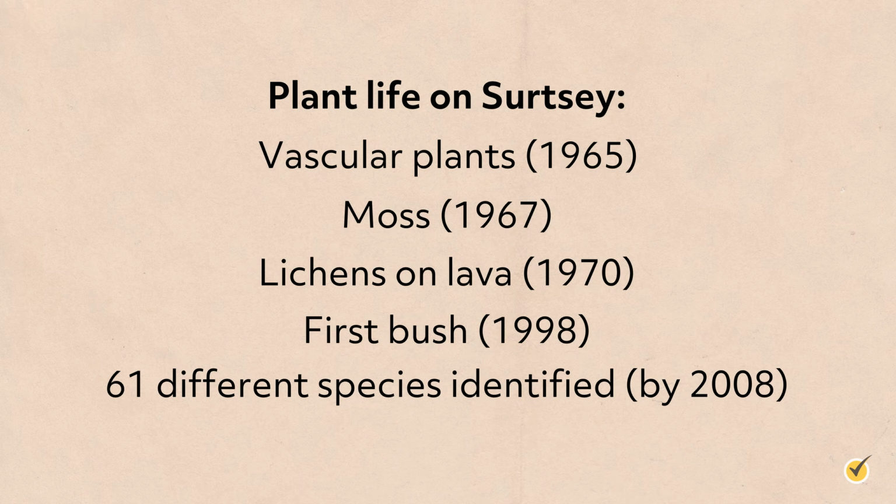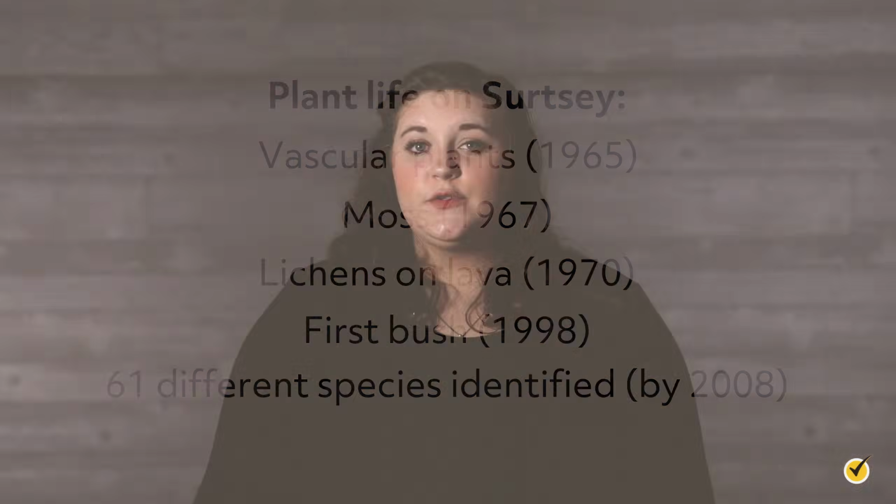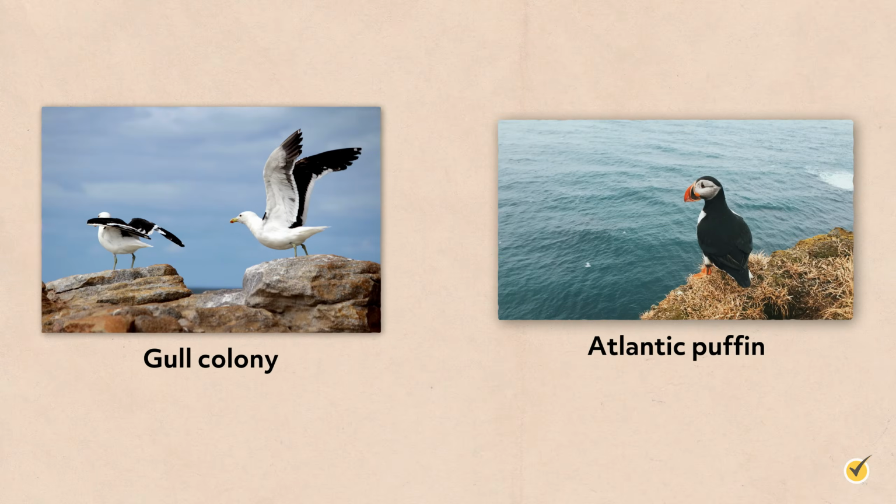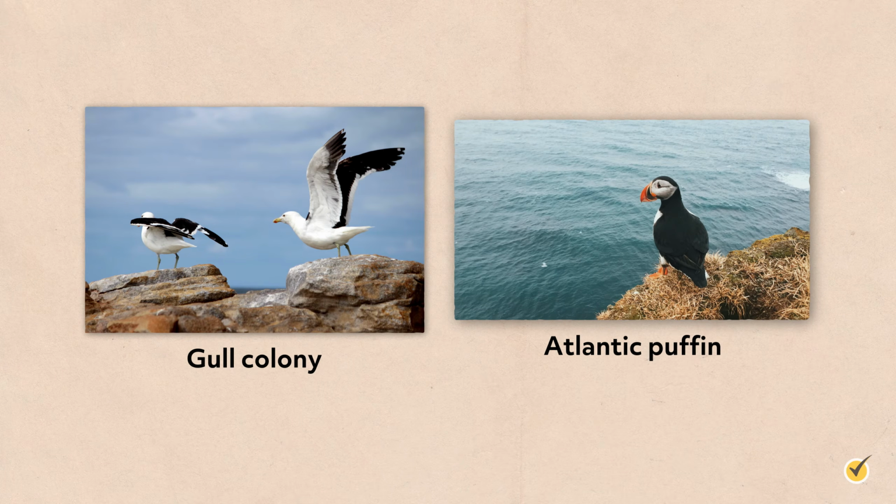By 2008, 61 different species had been identified, 30 of which are currently established on the island. Birds were seen 3 years after the eruption, and 12 species are regularly found there, including a gull colony since 1984 and Atlantic puffins since 2004.